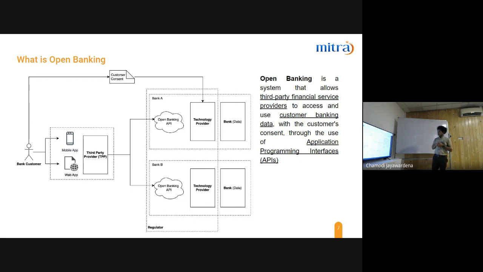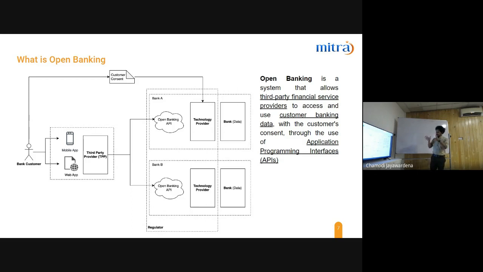So when these banks' APIs are exposed and third-party providers come up with innovative solutions, we can see that if different banks have exposed their APIs, the APIs will have different specifications. To reduce that, to have a general specification and to maintain security, the regulators come into the picture. That may be the central bank.